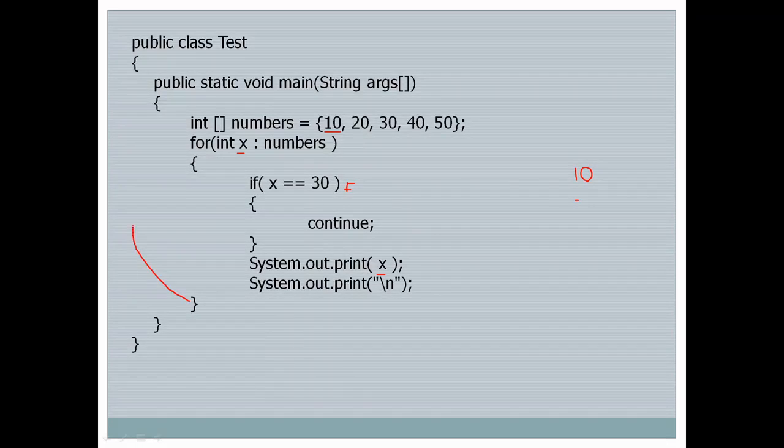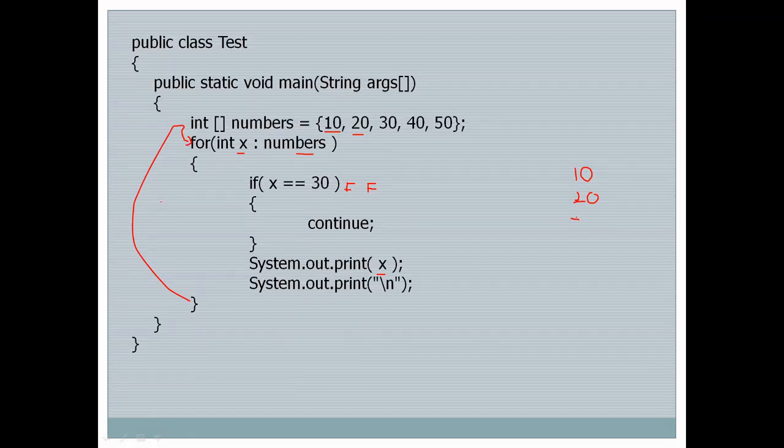From this point, again it goes back to the for loop here. Again the next number is assigned from numbers, so the next value, 20, is assigned to x. So x, is it equal to 30? No, x is equal to 20. Again it is false. As it is false, the statements after the if condition, that is the printing statement, will print the value of x. So the value of x now is 20. Then the cursor is moved to the next line again.